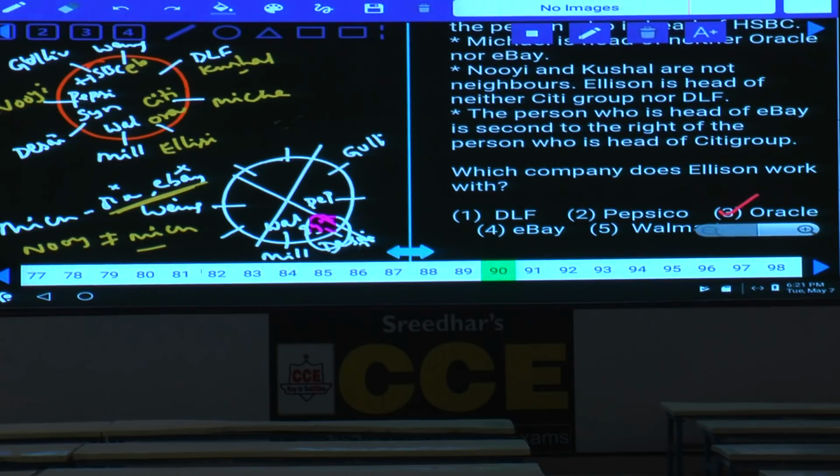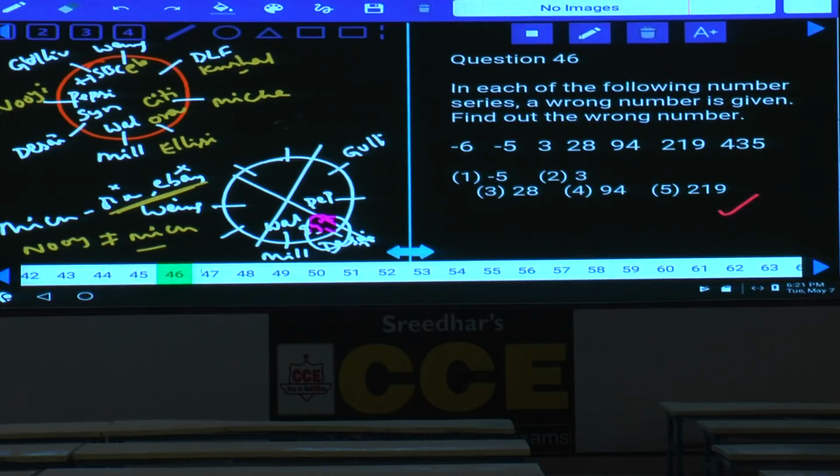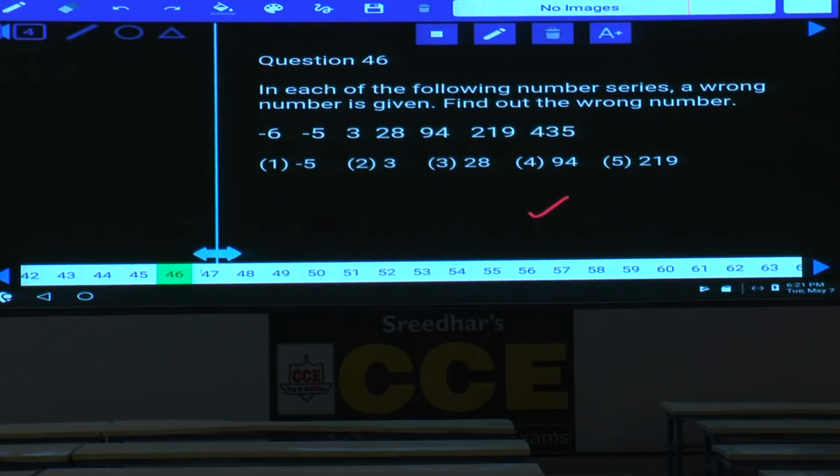Done? Now with this we have come to an end of this paper. Anything left out in this paper? Number series. Questions please, number series. 46 to 50. As question numbers 46 to 50. Number series 46 to 50. Now in this 46 to 50, what is your doubt here? 46 to 50.